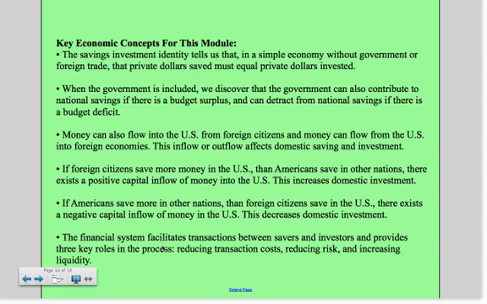All right, so what were the key economic concepts for this module? First of all, the savings investment identity. Keep in mind that savings equals investment, and that's very important. Second, when the government is included, we discovered that the government can also contribute to national savings in the form of a budget surplus, and it can detract if there's a deficit. We also talked about how money flows into and out of the U.S. economy and how that plays into that identity.